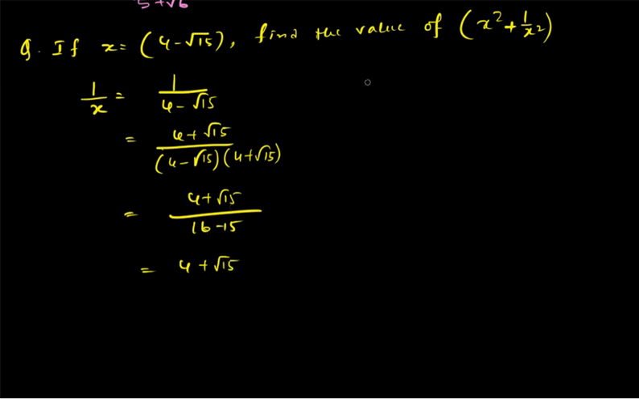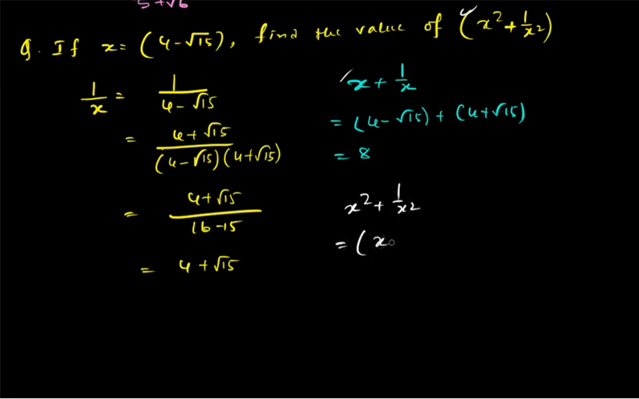Now we have to find x plus 1 by x, because in the formula we need this value. So (4 minus root 15) plus (4 plus root 15). It will be 4 plus 4, 8, because root 15 will get cancelled. Now I can directly apply the formula. x square plus 1 by x square equals (x plus 1 by x) the whole square minus 2 into x into 1 by x, which gets cancelled. So x plus 1 by x is 8, 8 square minus 2, which will be 64 minus 2, 62.